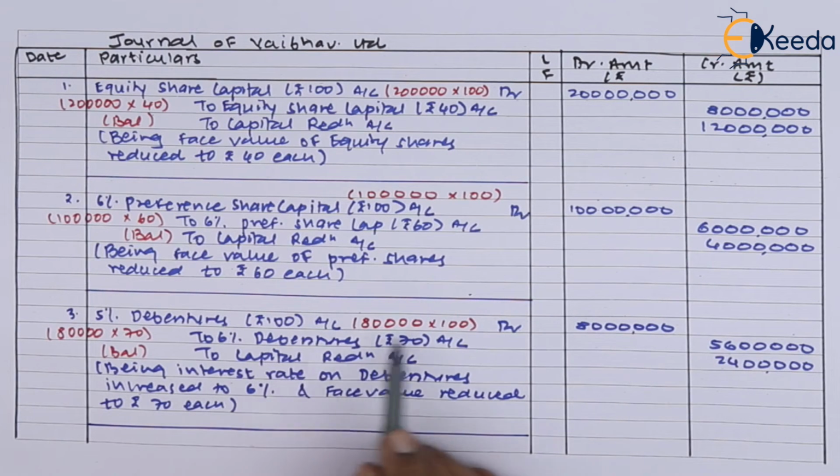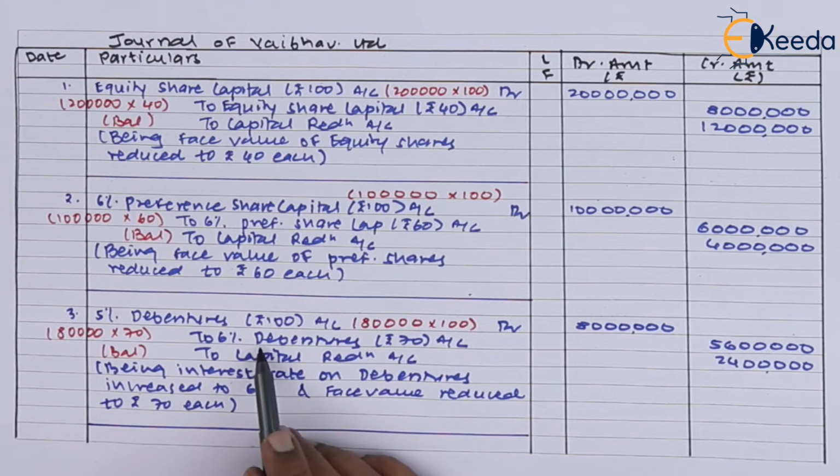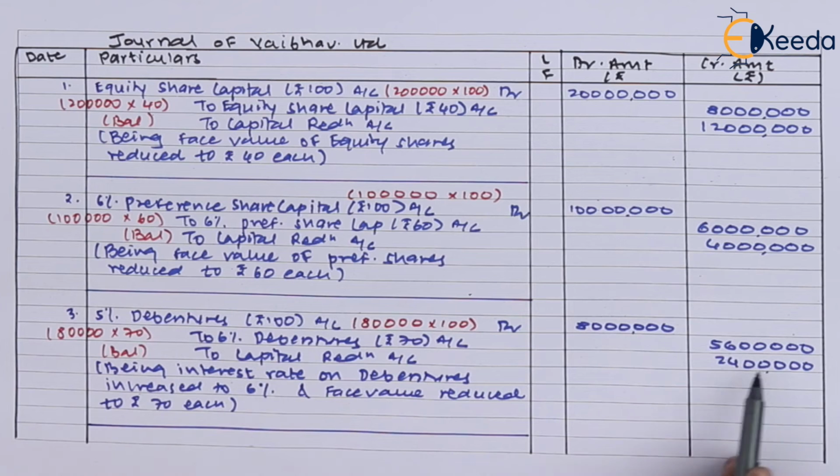5% debentures of 100 each, amount was 80 lakhs, so it must be 80,000 debentures of 100 each. In exchange of that, we gave them 6% debentures which were of 70 each, so 80,000 into 70 comes to 56 lakhs, and the remaining amount we have transferred to capital reduction account, which is 24 lakhs. Friends, in this way we have completed the entry for settlement of debenture holder. Narration is being interest rate on debenture increased to 6% and face value reduced to rupees 70 each. Let's see the next transaction.